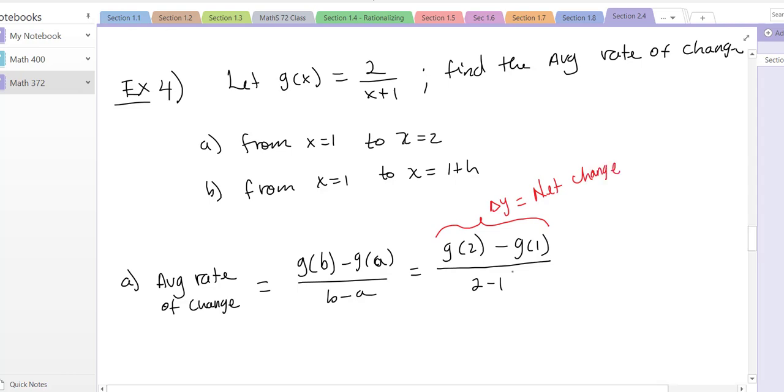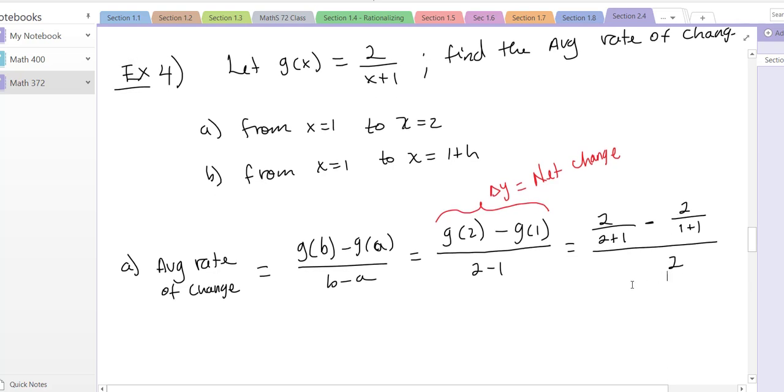So what's g of 2? G of 2 becomes, plug it in, right? My function is 2 over x plus 1, so when I plug in 2 in there, we're going to get 2 over 2 plus 1 minus 2 over, plug in 1. G of 1 is 2 over 1 plus 1, all over 2.